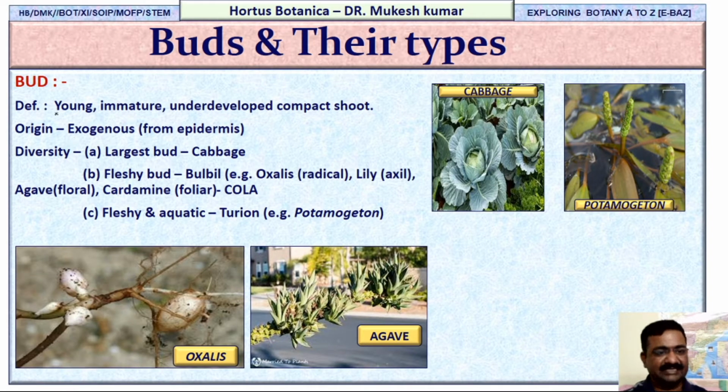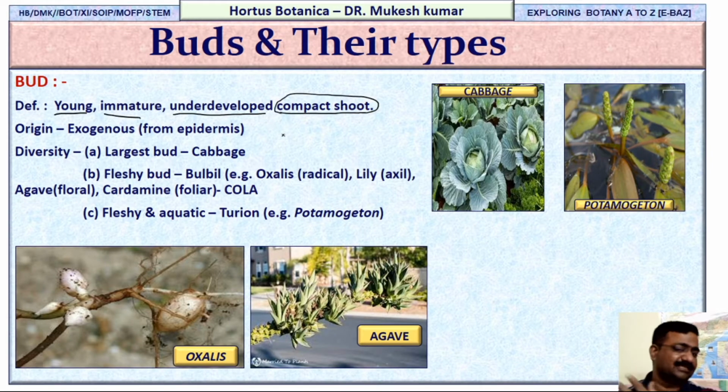Yes, so how can we define a bud? See, a bud is a younger, immature, not matured, or underdeveloped compact shoot. This is very important. All structures present in a shoot lie in a very compact folded structure inside the bud, right? So its origin is again like the stem, exogenous, unlike root. Okay, now it will originate from epidermis.